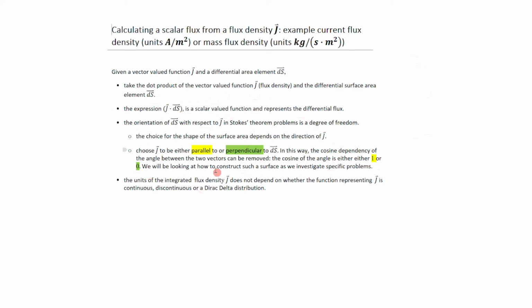We'll be looking at how to construct such a surface as we investigate specific problems, namely specific geometries. The units of the integrated flux density J do not depend on whether the function representing J is continuous, discontinuous, or a Dirac delta distribution. We've already shown that to be the case.